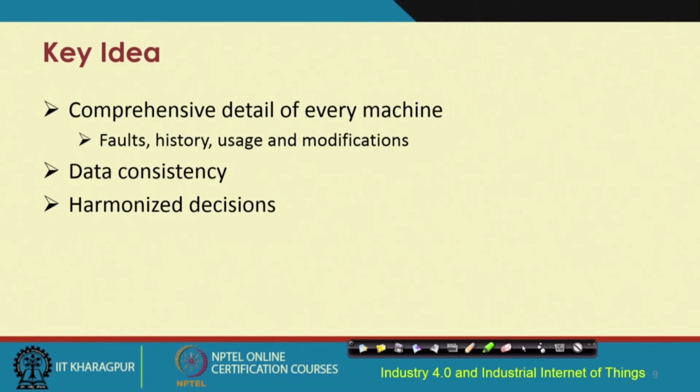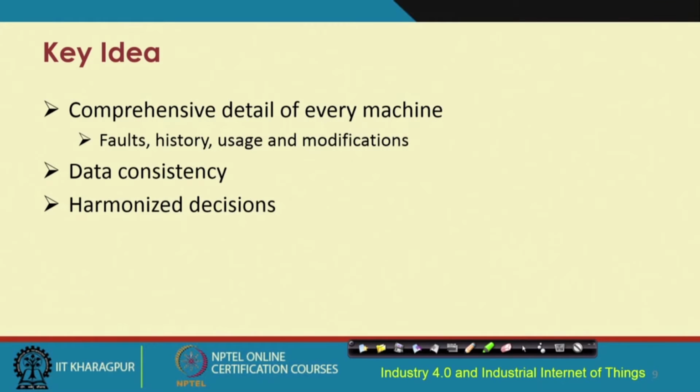Basically, the key idea of facility management is to get comprehensive detail of each and every infrastructure, every facility, every machine, the faults, the history, usage, modification. Obviously, without IoT implementation, efficiently and effectively getting all of this information and managing it over a connected system would not be possible. So, IoT implementation is paramount for improved, efficient facility management.